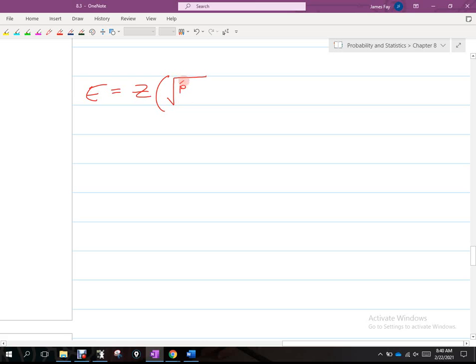And then we've got times the square root of p hat q hat over n. Okay, that was the formula for finding our error when we're doing population proportions.